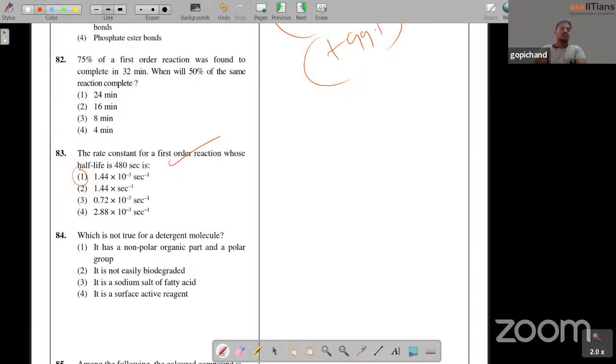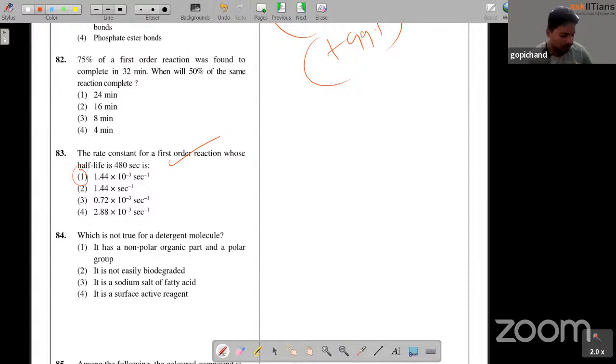Next, which is not true for a detergent molecule? It has a non-polar organic part and a polar part. That is true. Another one is that it is not easily biodegradable. Okay, it is a sodium salt of fatty acid, correct? It is a surface active agent. It is not easily biodegradable.